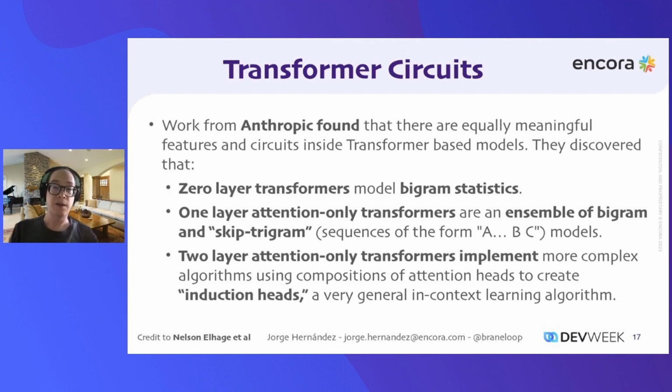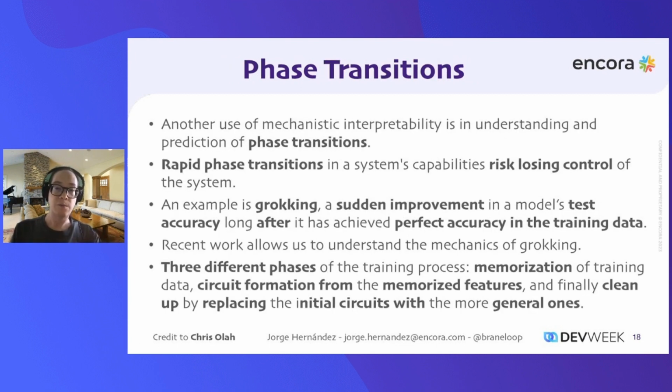Two-layer transformers actually implement, using those foundations of the zero- and one-layer models, more complex algorithms using compositions of attention heads to create what they call induction heads. And those can actually do in-context learning. So we can start to understand where the ability to do in-context learning in large language models comes from. This was done in a very small model, so there's still lots of work to be done to see if we can scale it up into more complex systems.